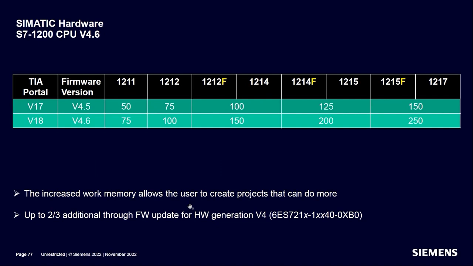And lastly, on the 1200 side, we didn't have any major hardware changes per se, but the firmware upgrade from 4.5 to 4.6 opens up some additional memory within those modules that we can utilize. And so in some of these, it's a pretty big jump, going from 125 to 200 in that 1215. That's going to give a lot of our customers a lot more capabilities in that 1200 type of form factor.